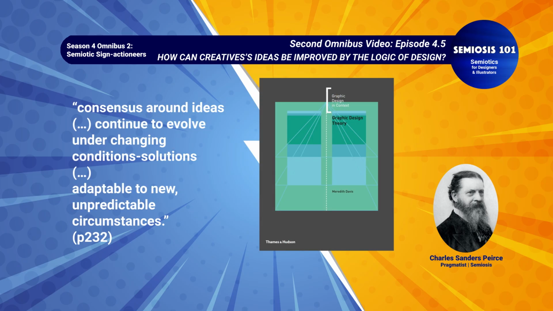If we return to Meredith Davis's comment from a moment ago, within graphic design you can take several keywords to now unpack further. Consensus, evolve, changing condition solutions, adaptable and unpredictable are words she selects to discuss how creators approach ideas and circumstances.